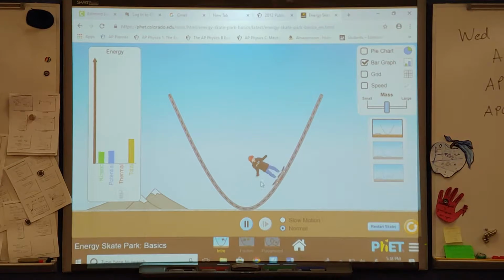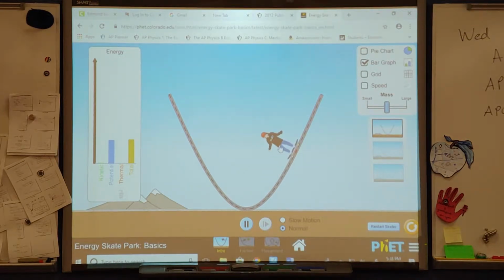Now, let's see. What I can do is, oops, if I pick this person up and set them down, you can see our total energy is 0, nothing's happening. If I put them over here, we end up with less total energy, and it's constantly going back and forth between the kinetic and the potential.